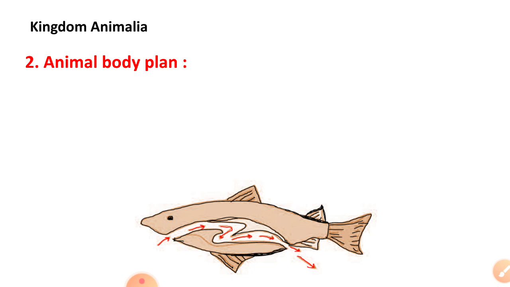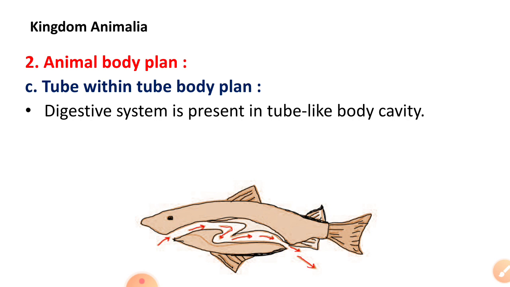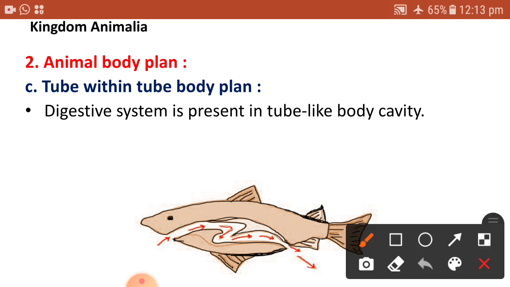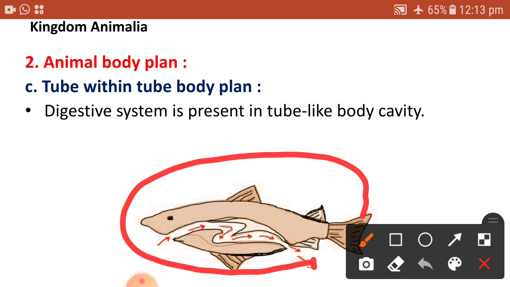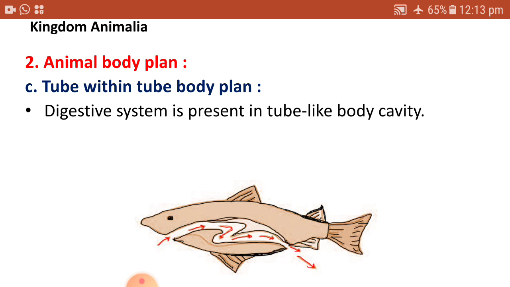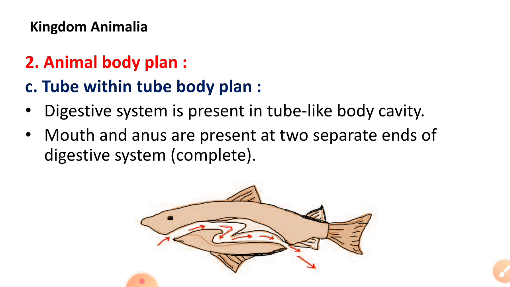Now the next animal body plan, the third body plan, is the tube within tube body plan. When you see this diagram of the fish, we can see there are two tubes: an inner tube-like structure, and outside there is another tube. This type of body plan is present in advanced animals. And here we find the complete digestive system.